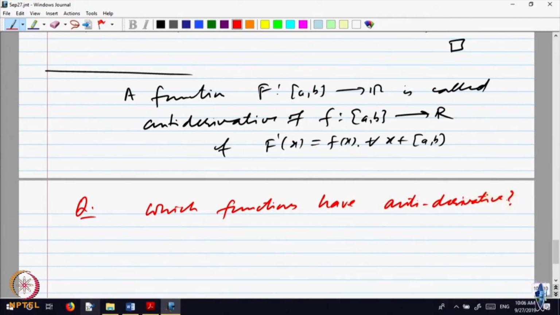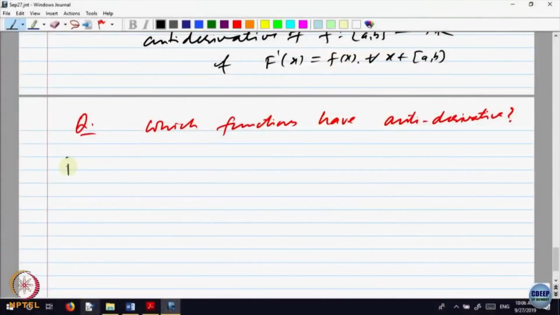Keep in mind, antiderivative is not unique, because we are just saying F dash should be equal to f. So if you take F plus a constant, that derivative also will be the same. So it is a class of functions. Two antiderivatives differ by a constant, okay? So to answer that question, let us first observe a small result. Proposition.